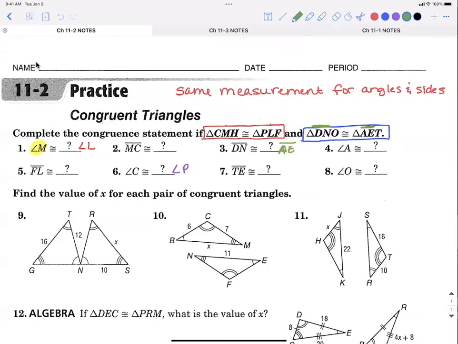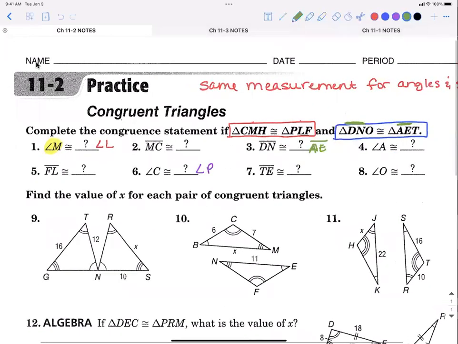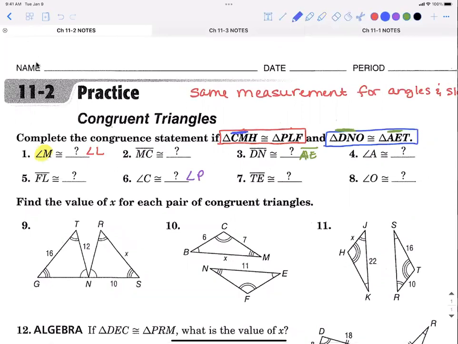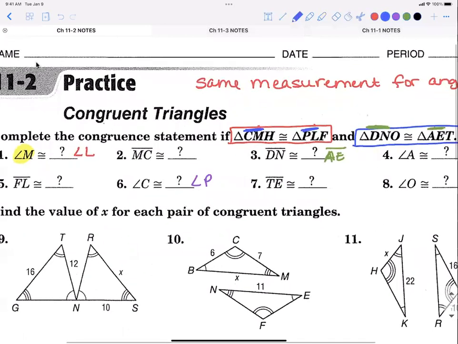Now, the reason I wanted to skip MC is because I want to show you this. If we look at line MC, here's line MC. It's the first 2 in the first triangle. So I'm going to put a line over the first 2 in the other triangle. But what I want you to notice here is that it's not CM, it's MC. So since you read it backwards here, you would put it backwards here too. So MC would be congruent with LP.